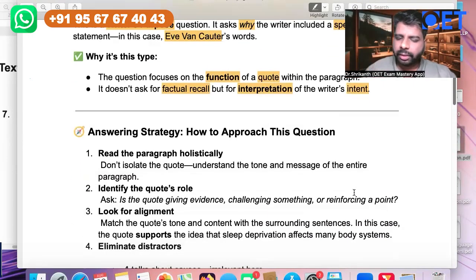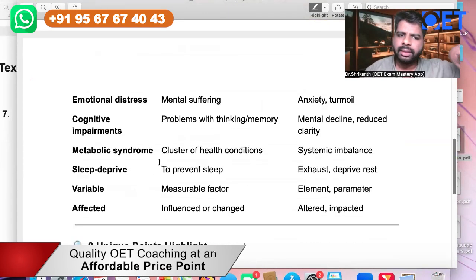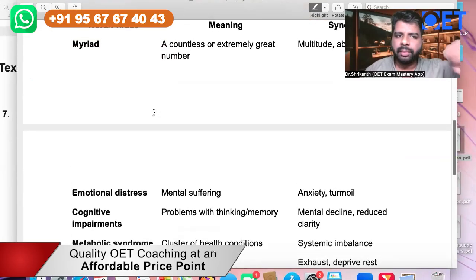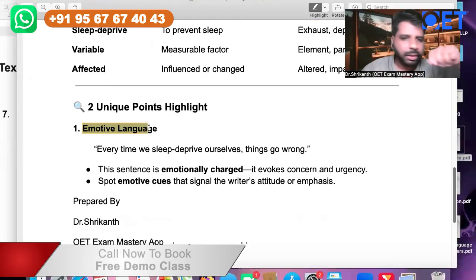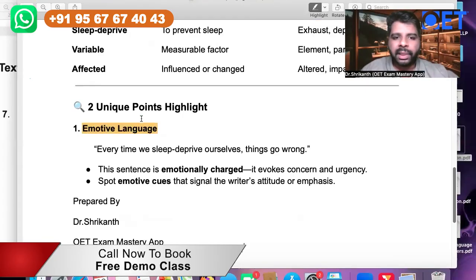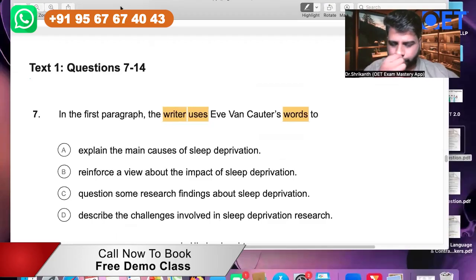Again, there is a method, there's a strategy towards it. We'll be focusing on all this, and I'll be sending you this document. There is also a list of vocabulary that I'll be sending you as well. Here some emotive language will also be coming, and I'll tell you where it is coming. So let's read the sentence over here.